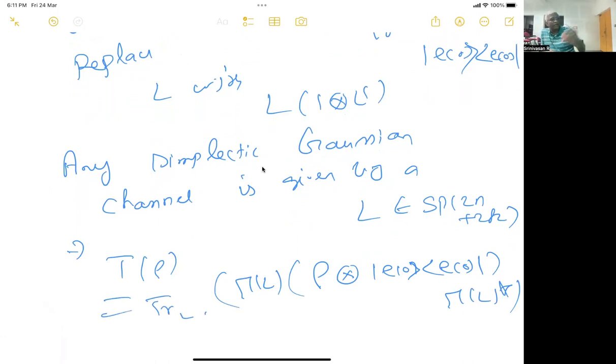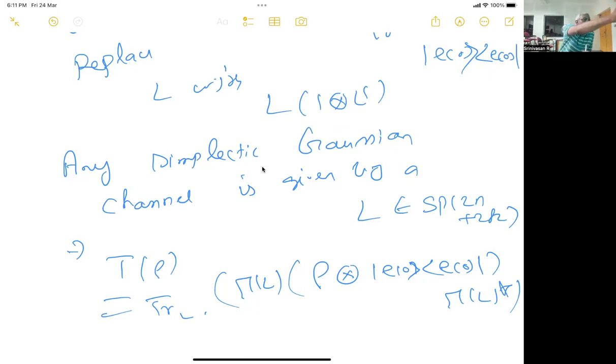So you can actually calculate. If you know the characteristic function of rho, you know the characteristic function of rho tensor E0, E0. Then you know by conjugation what happens to the characteristic function. Then what happens with trace 2? You will only take the first entry. So you know the characteristic function, how it does that. And it is clear that this is a Gaussian channel.